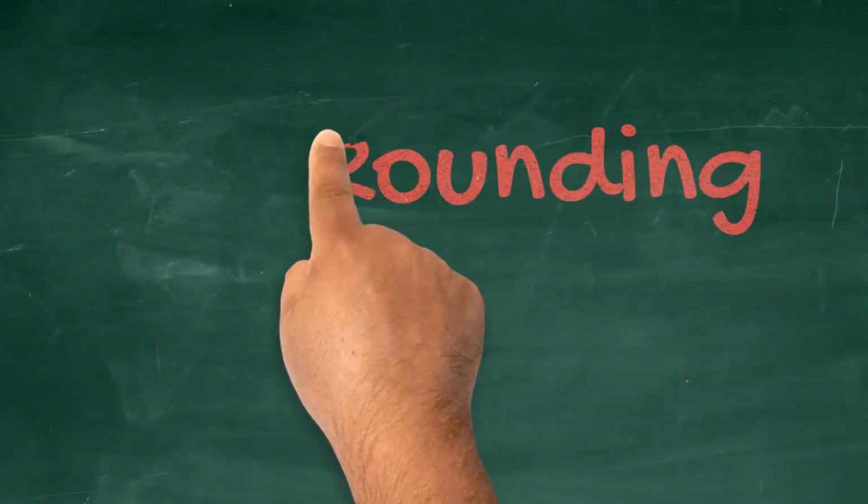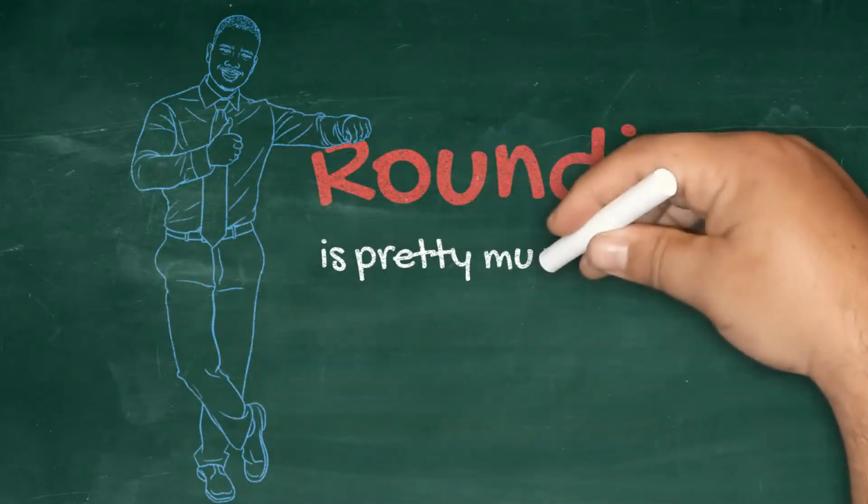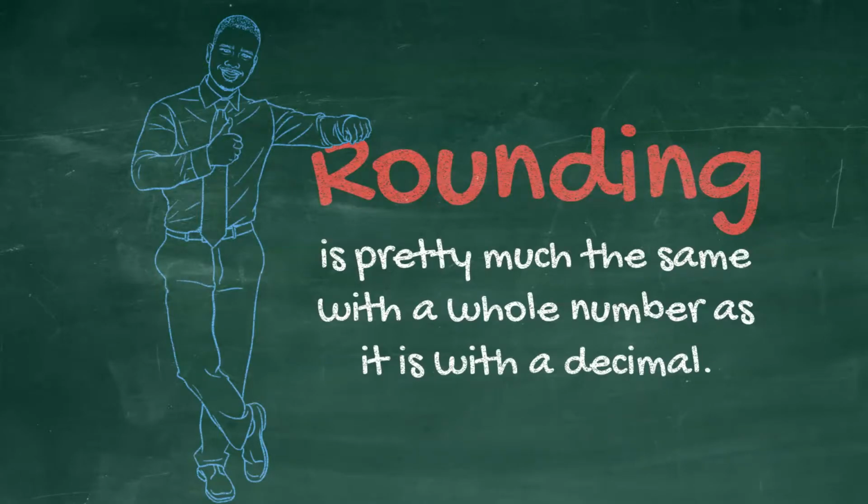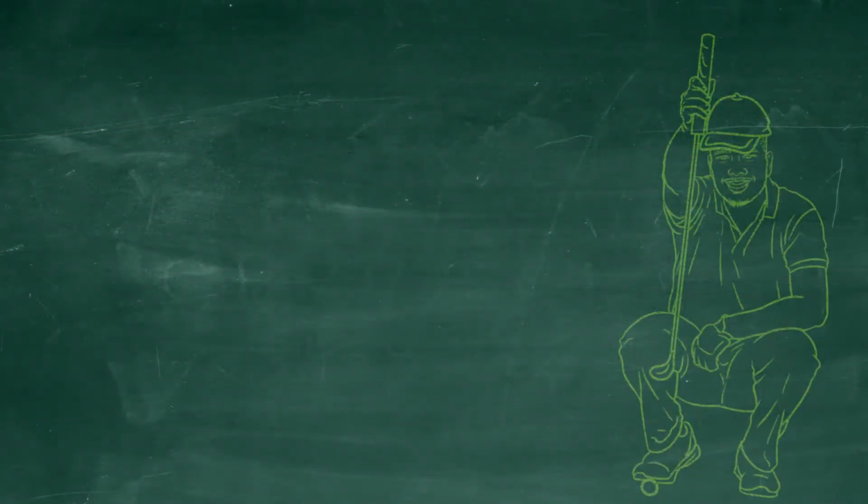Rounding works pretty much the same way whether you're working with a whole number or a decimal, but we'll talk about them both to make sure you're comfortable. First, let's talk about whole numbers. We'll cover decimals in part 2.